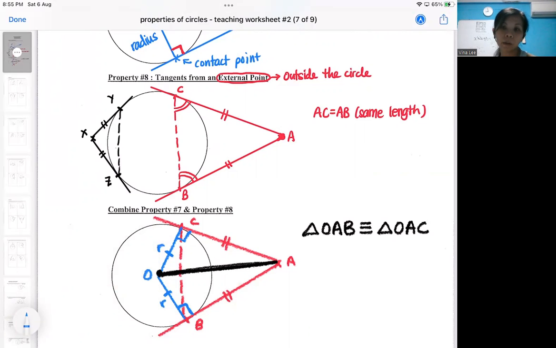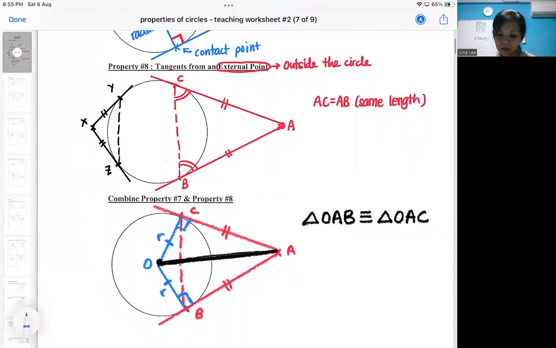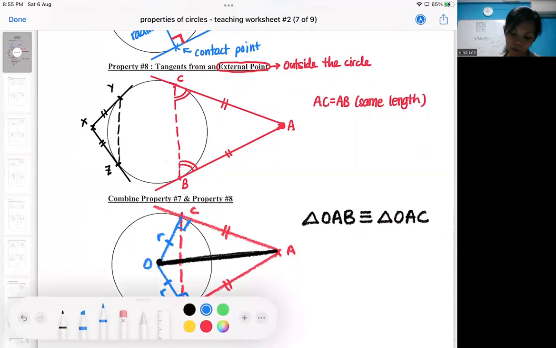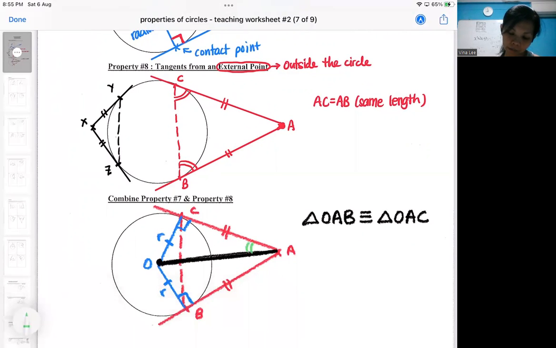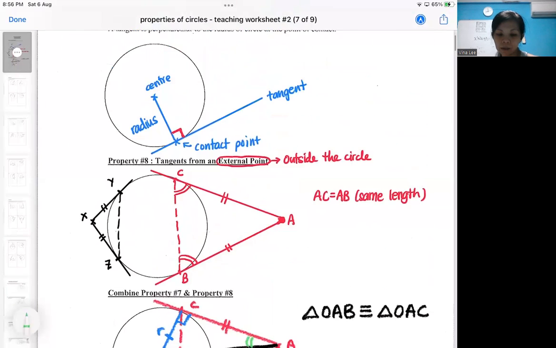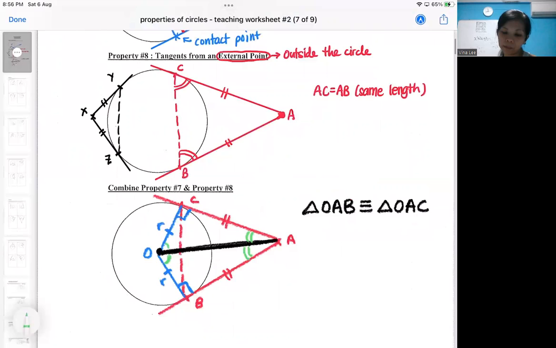If you still remember your Sec 2 work, identical triangles mean the angles will also match. Like this angle will match with this angle, and this angle will also match with this angle. So if we combine these two properties, we get a pair of congruent triangles. Sometimes it can be quite useful in a long question. So that is the idea of property 7 and property 8.